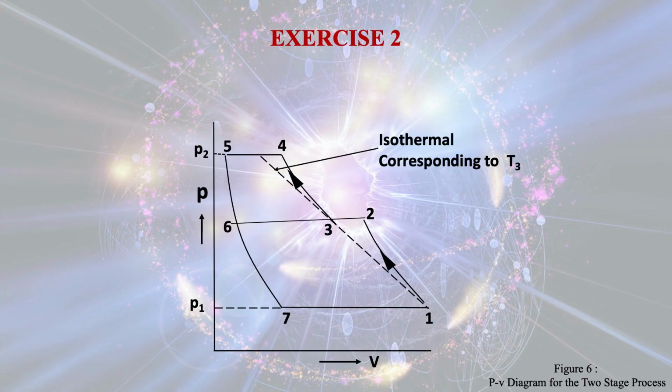So number 1 is the initial stage of the first stage compression process, and number 2 is the end state of the first stage compression process. Now 2 to 3 is the process for intercooling, and 3 is the initial state of the second stage compression process, and 4 is the final state of the second stage compression process. Now let us see how we can proceed for this problem.